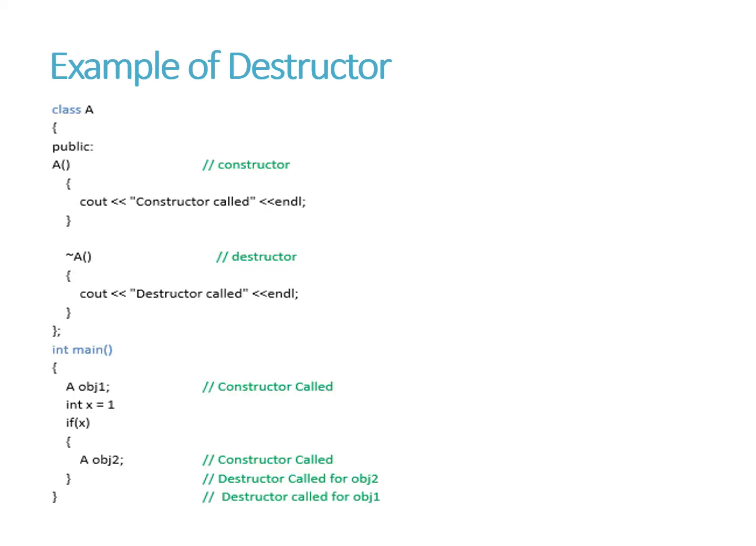Now this is the example for destructor. Here we have created a class named A. Then in public we have created a constructor which is printing "constructor called". Now this is the destructor created. See, the tilde sign has been used and the name of destructor is same as that of class, that is A. And in this we are just printing "destructor called". Here the class ends. Now in the main function, I have created an object obj1 for class A.